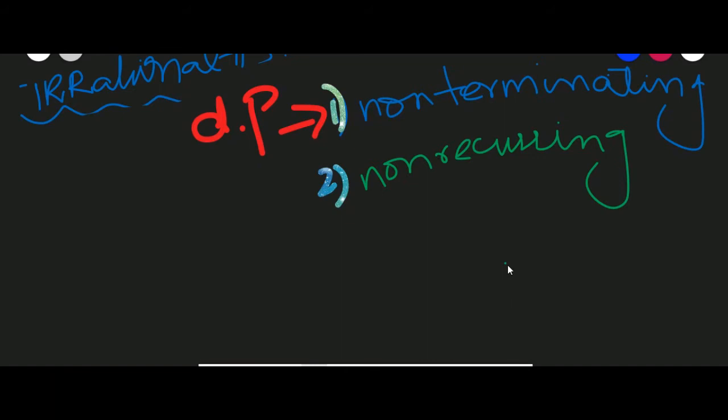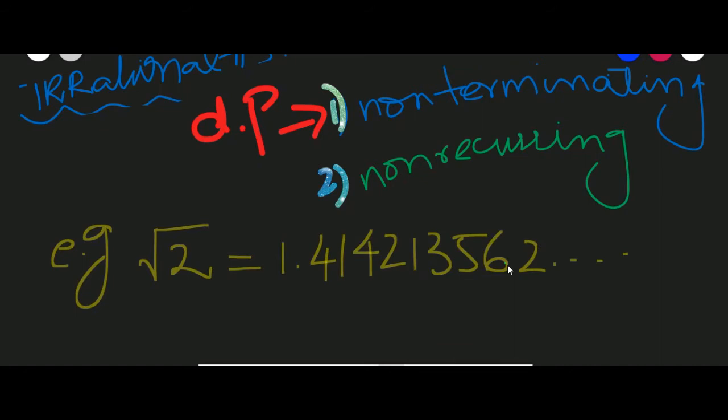For example, let's take examples. Under root 2 is equal to 1.41421356 and so on. So here you can see, number one, they are not terminating at a specific point, means the decimal part does not have a finite number of digits. Fine, number one. Number second, non-recurring: they are not repeating a specific pattern, or we can say that they are not repeating in blocks.